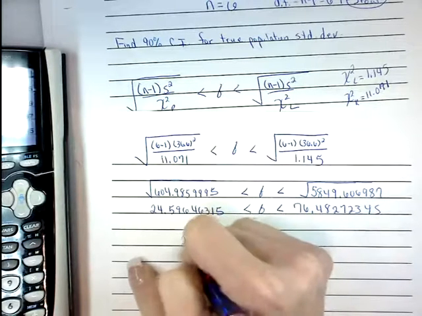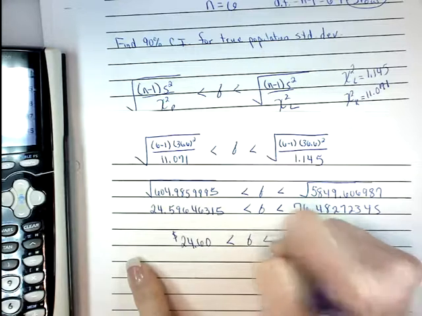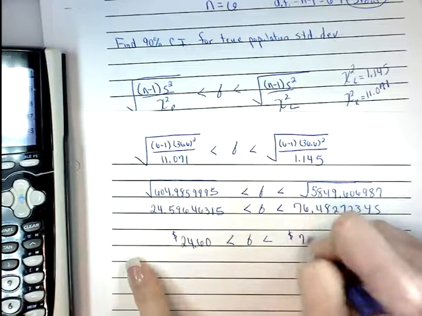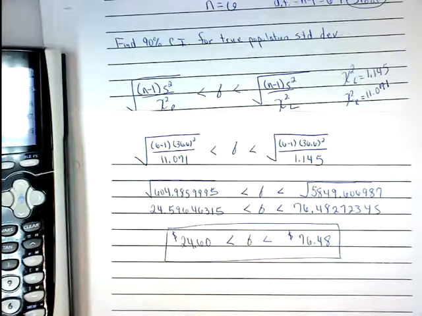Since this is money, our final answer for this confidence interval for the true population standard deviation, 90% confident, is going to be $24.60, less than sigma, less than $76.48, because it is money. And that is the solution to problem 3.